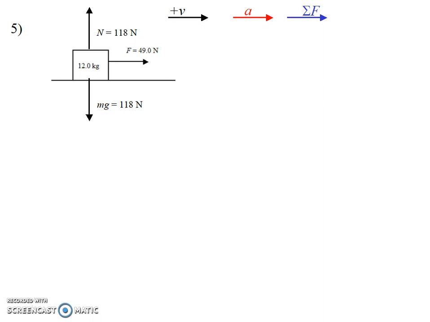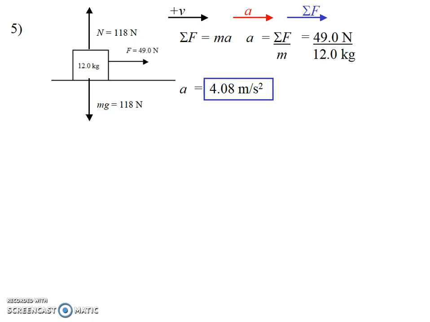The other force is, of course, shown already there in the picture. That's the 49 newtons to the right. It's just labeled capital F because we don't really know where this force is coming from. We don't really care where the force is coming from. It's just 49 newtons to the right. The next step is, of course, to write sigma F equals ma and rearrange as necessary. Here we're finding the acceleration, so it's sigma F over m. The normal force and weight will cancel out, leaving only the 49 newtons to the right divided by the 12 kilograms. We have a magnitude of the acceleration of 4.08 meters per second squared.